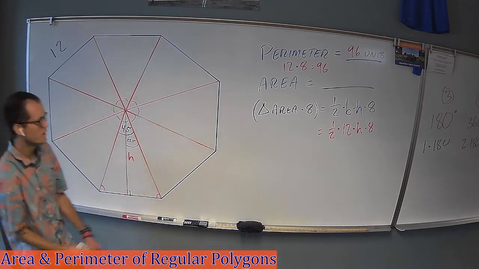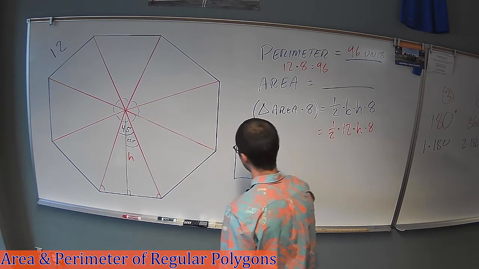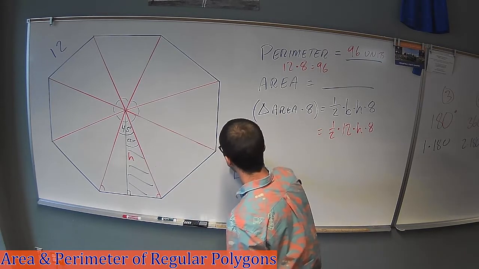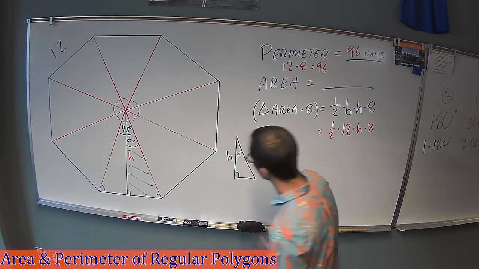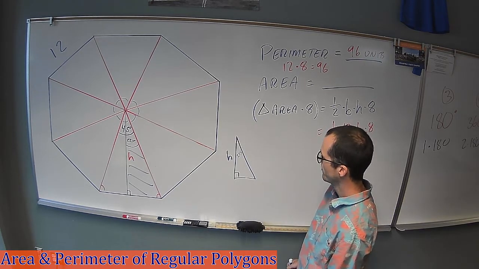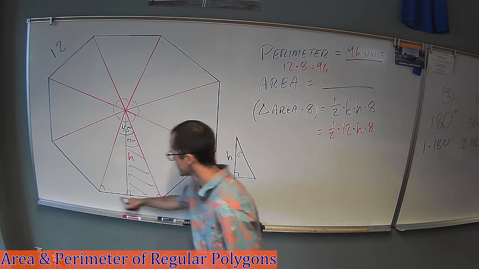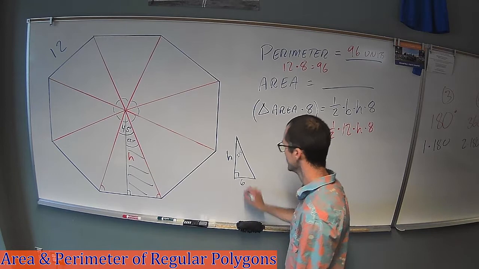Okay, this is getting kind of messy. I'm going to recreate that triangle. So it's this triangle here that I'm recreating right now. We want this H. This is a 22.5 degree angle. And this length right here, well, it's half of the entire side. The entire side has length 12, so the base of this thing is 6.